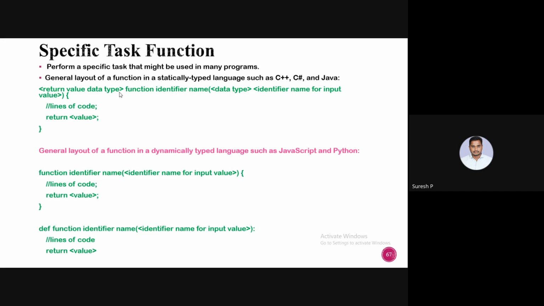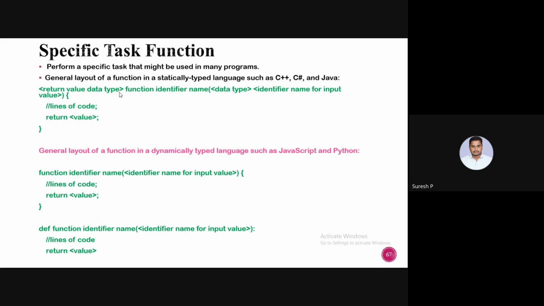In JavaScript, it is completely different. We have to use the keyword function, then the function identifier name, then after that the set of variables we pass, then a set of lines, and we give the return value. This is the syntax of creating a function in JavaScript.